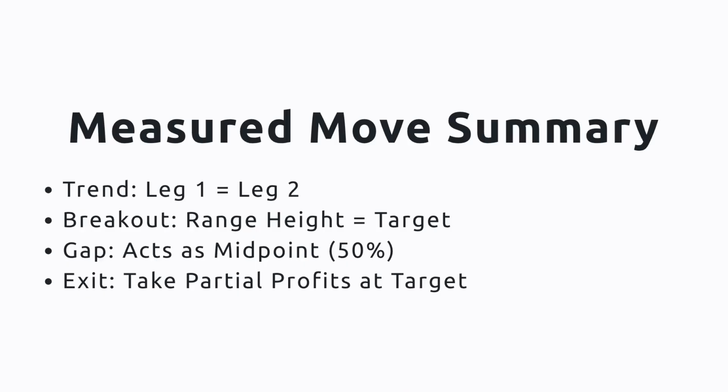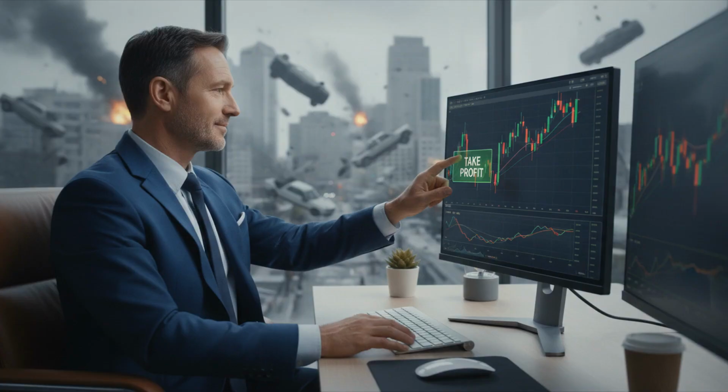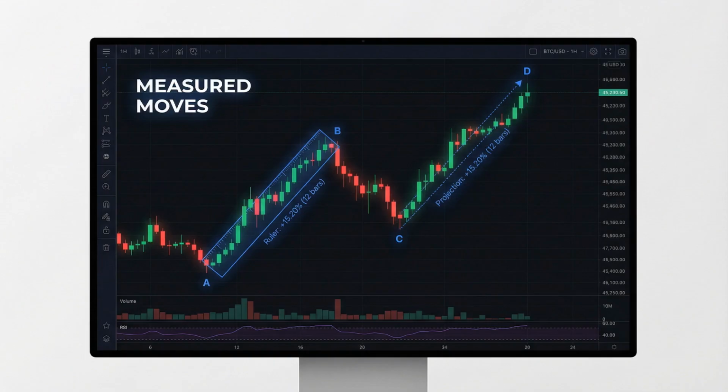To summarize, market movement is based on leg 1 equals leg 2. Use gaps as midpoints. Use range heights for breakout targets. Always watch how price behaves when it touches these invisible mathematical lines. Mastering measured moves removes the emotion from your exits. You stop guessing where the price might go and start understanding where the market structure dictates it should go. Precision wins over prediction. Look for symmetry, measure the legs, and trade what you see.